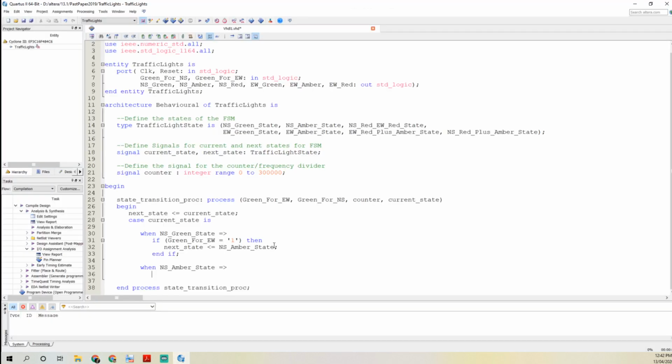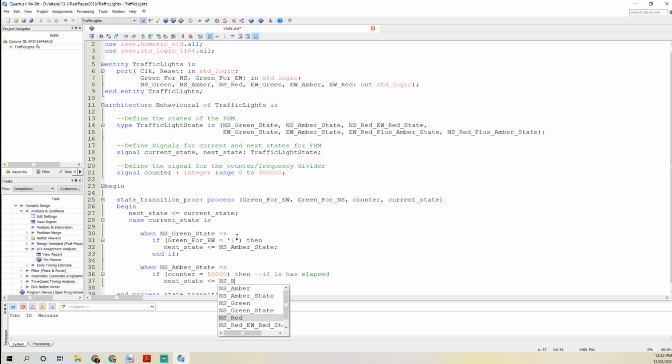Okay, so in other words, when I'm in the north-south amber state, if counter is equal to 50,000, in other words, if 1 second has elapsed, then my next state is going to be that, what is it called? It's called north-south red, east-west red. All right. In other words, I'm going to go from the orange light to the red light.